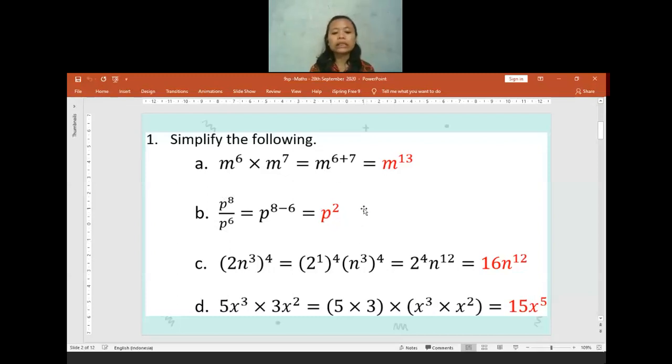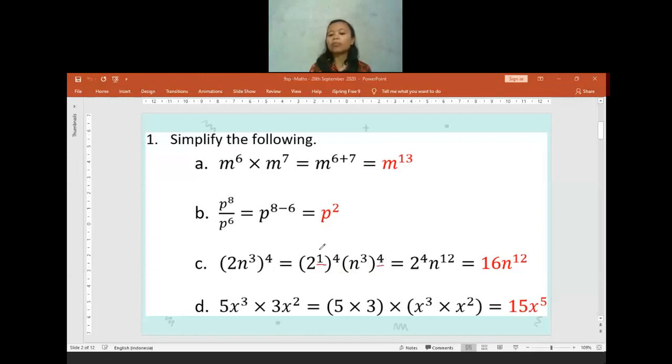For question C, when we have anything inside the bracket and get another power, everything inside the bracket will get the power. So inside the bracket, there are two things, the number 2 and also the letter n to the power of 3. So it means the number 2 will get the power of 4. If there is no number, we can make a power of 1. The n to the power of 3 will also get the power of 4.